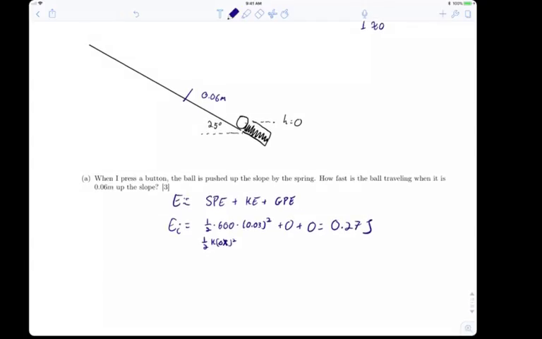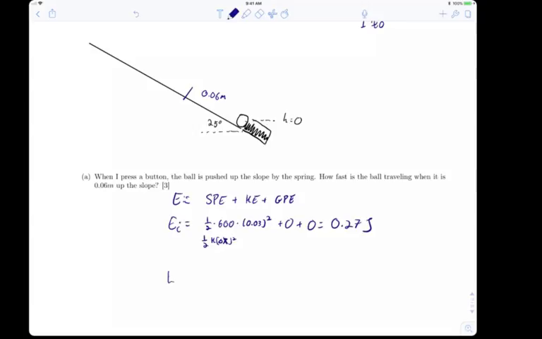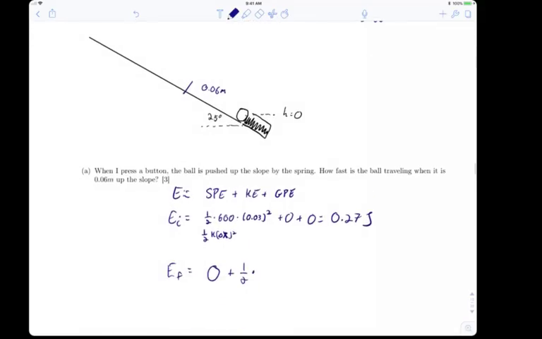Okay. So, the final position that we're talking about, spring potential energy is 0. The kinetic energy, I don't know how fast it's traveling. The mass of the ball is 0.2, so it's 1/2 times 0.2 v squared. The gravitational potential energy depends on how high that is. So it's going to be m g h, which is 0.2 times g, 9.81 times that height, 0.6 times sine of 25 degrees. And that's going to add up to be 0.27.